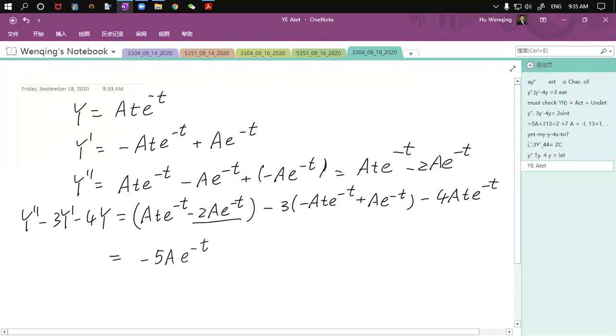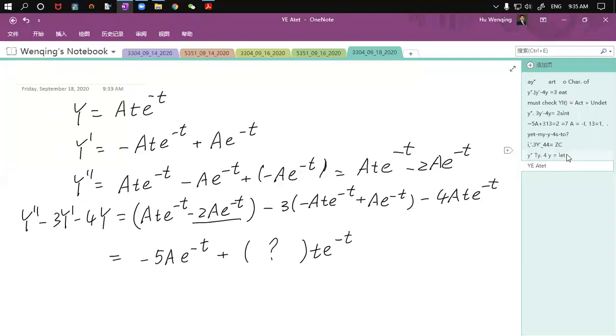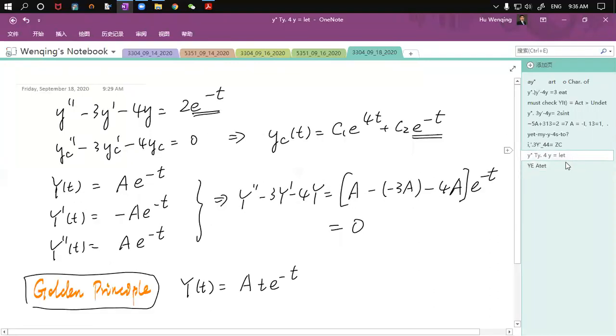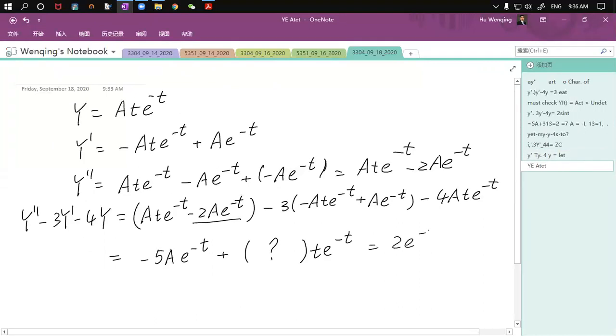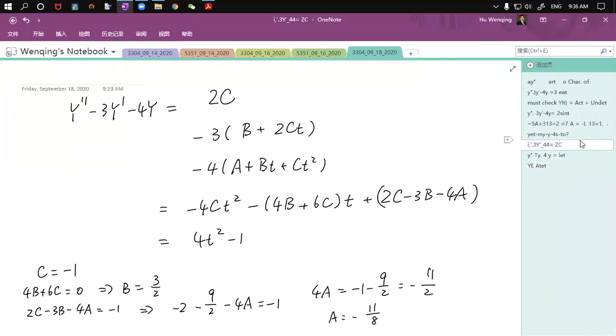What about t e power minus t? There must be a constant in front of t e power minus t here. What will this constant be? Anybody have an idea? Remember, you want the right-hand side to be 2 e power minus t.